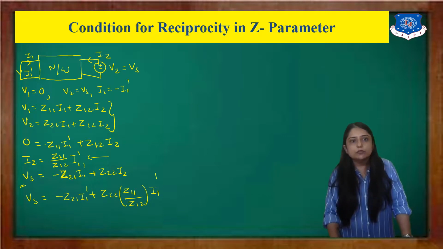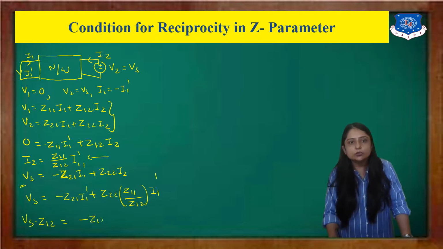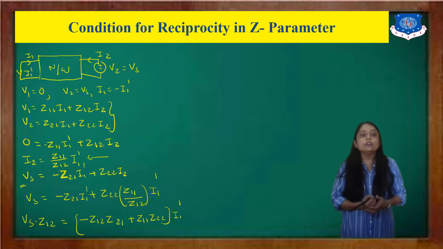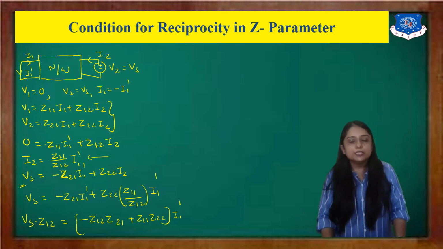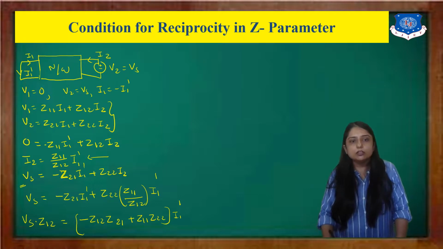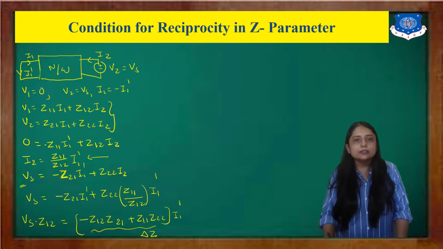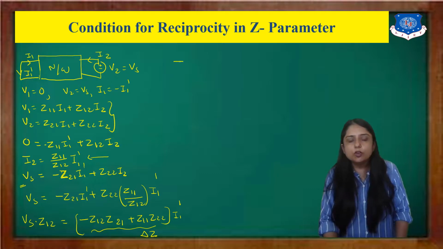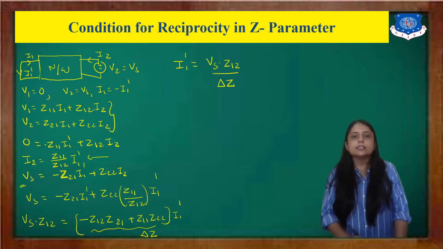Alright. So here what do I get? Here you just take the LCM. So Vs into Z12 equals minus Z12 Z21, then plus Z11 Z22, and I'll just make I1 dash common. And we know that Z11 into Z22 minus Z12 into Z21, that is what? This we can represent as delta Z. So the value of I1 dash will become Vs into Z12 upon delta Z.